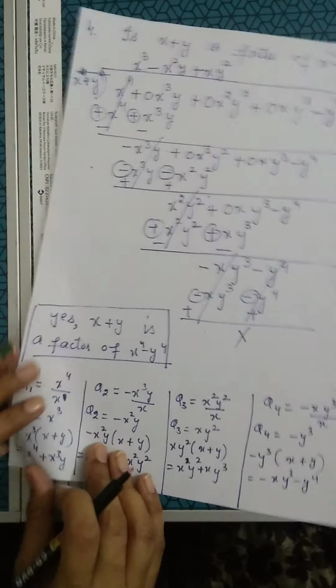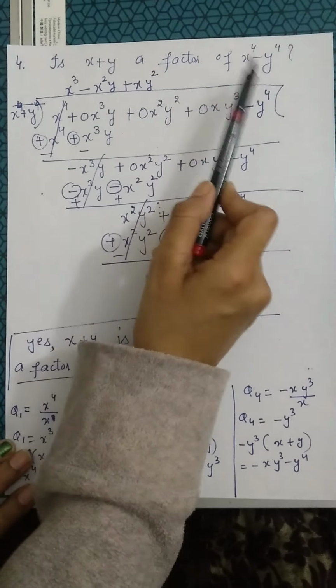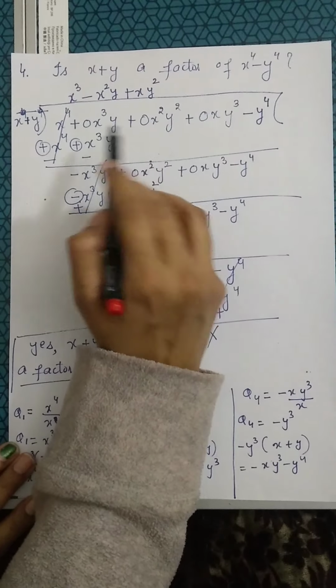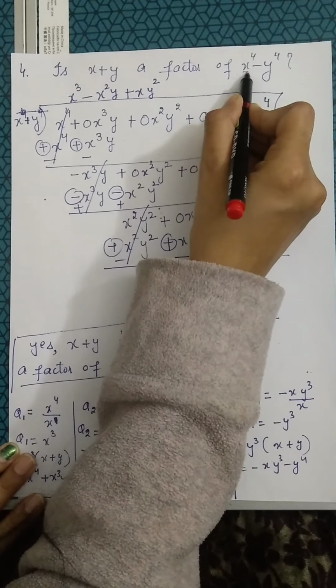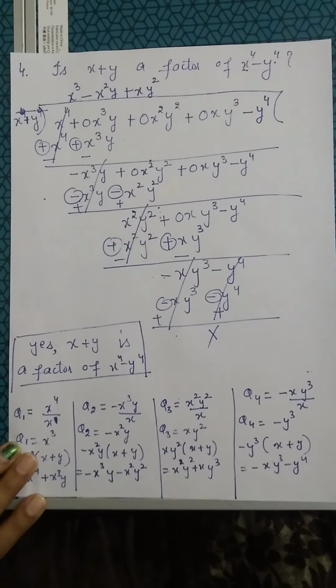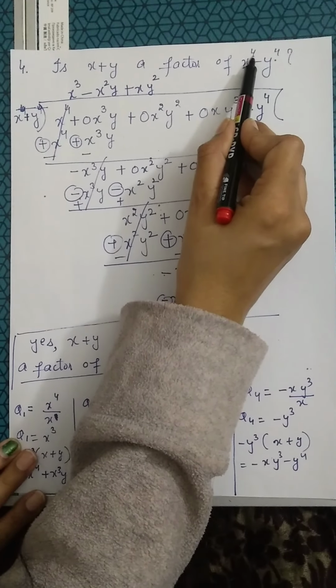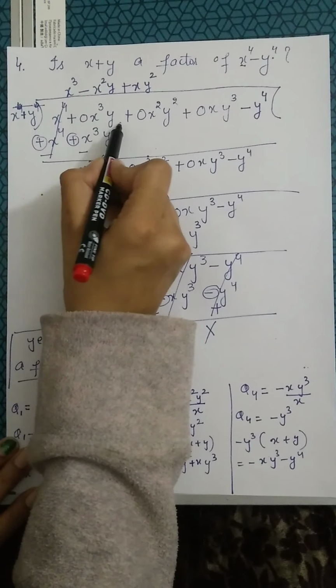Now question number 4. I need to check, is x plus y a factor of x raised to power 4 minus y raised to power 4 or not? I'll divide the same way. But if you'll see, after x raised to power 4, y raised to power 4 is coming. So I'll keep on reducing the power of x and increasing the power of y. And I will write it this way.